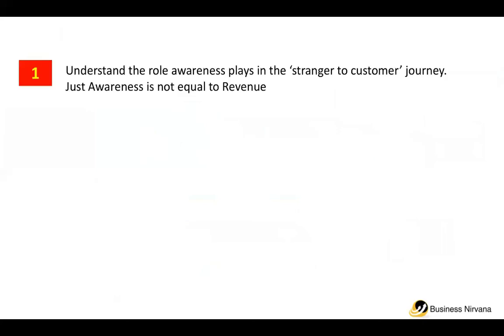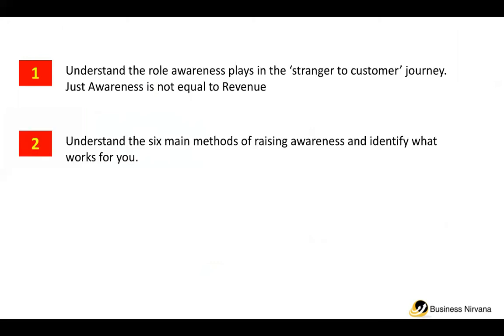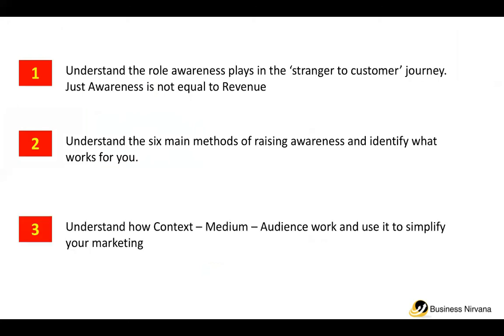All right, to conclude, slightly late today, apologies for that. Understand the role awareness plays in the stranger to customer journey. Just awareness is not equal to revenue. So don't think of all those 6 ideas as your entire marketing strategy. You still need to understand what they do for you, and you identify what works for you. More importantly, understand how context, medium, audience work, and use it to simplify your marketing. And the big one is, what is the objective of awareness so that you can access them? Ideally, you want to get them to a landing page where you can capture their leads. Take them to the next stage.